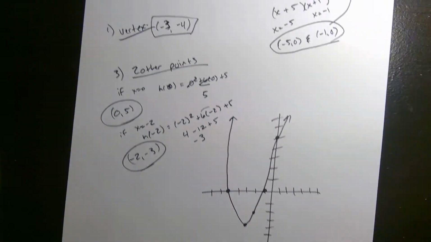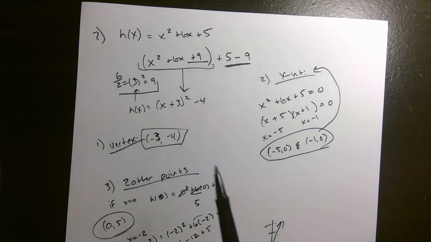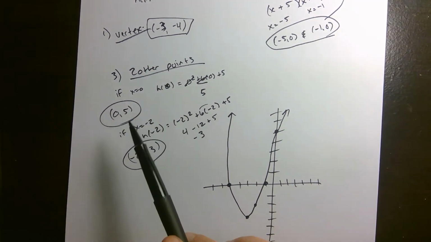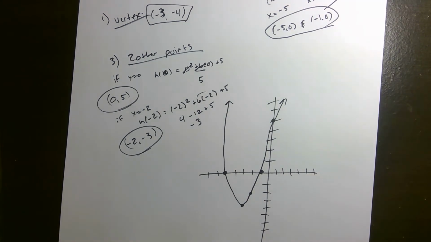And so now after all of that work, I found the vertex by completing the square. I found the intercepts by factoring and solving. I found 2 other random points, and I graphed it. And now I am totally done with this problem.